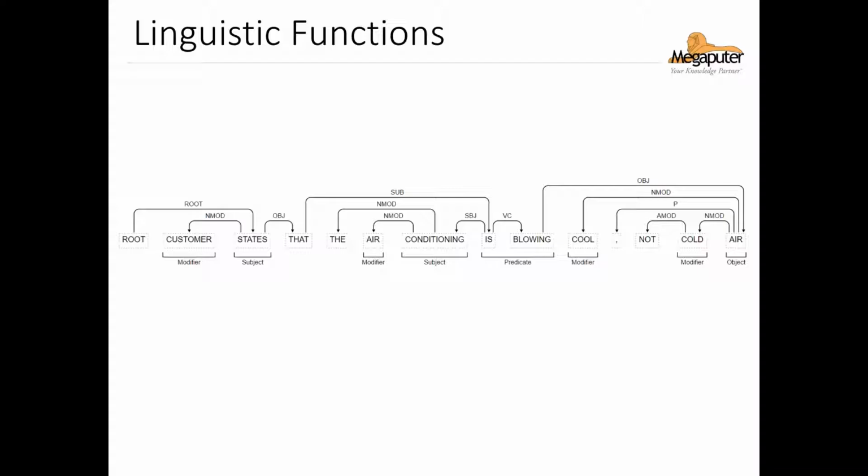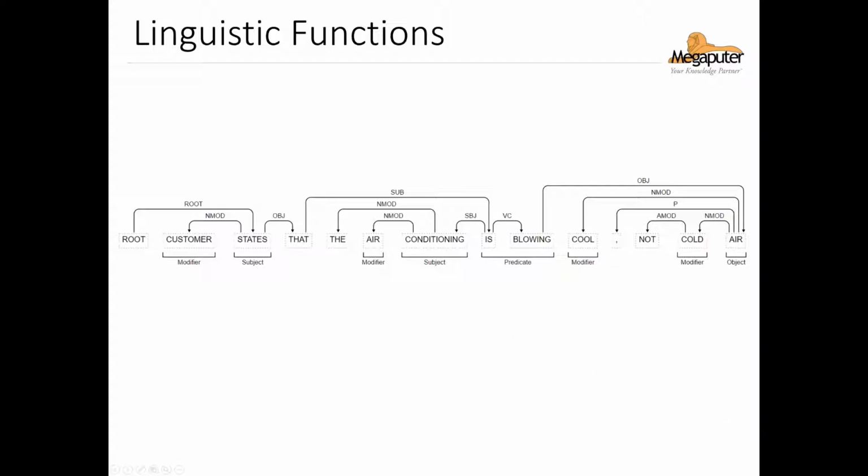So what you're looking at right now is a visual diagram of what's going on in the text at a deeper level. This is an example of dependency parsing. So in here you'll see different words having different relationships with other words. And that relationship is designated with an arrow going from one word to the other. And that arrow is labeled with the type of relationship that's going on there. So, for example, we have customer states that there's an object relationship between states and the word that.